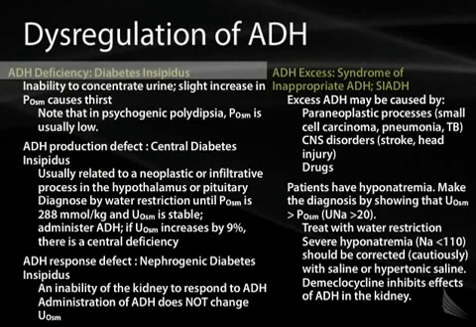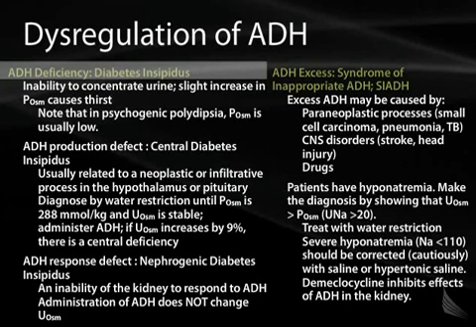In the next slide is illustrated the conditions where there is a dysregulation of the hormone. As in most of endocrinology, there is either too much or too little of the hormone. When there's too little, it leads to a condition called diabetes insipidus. And when there's too much, it leads to a condition called SIADH. So let's consider first the situation where there's ADH deficiency or diabetes insipidus.